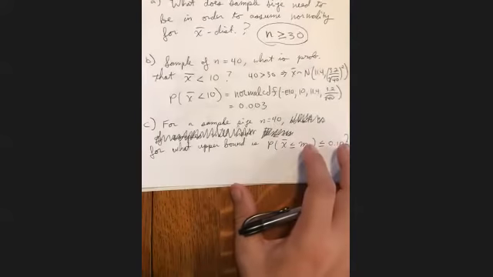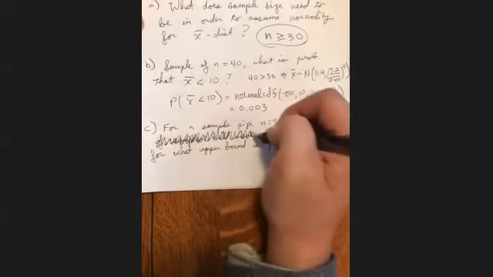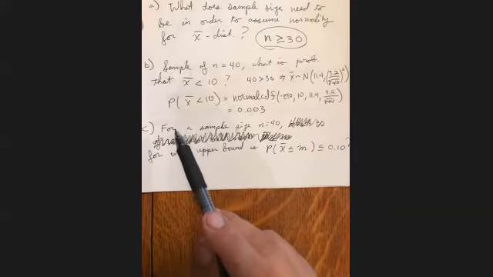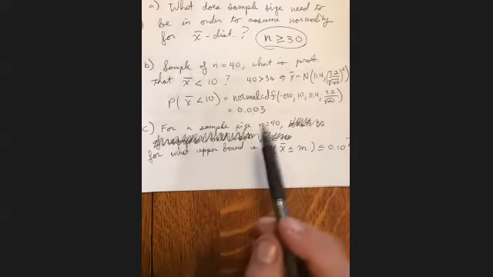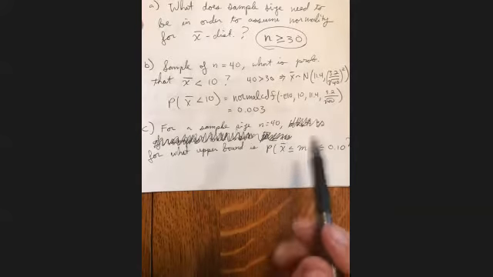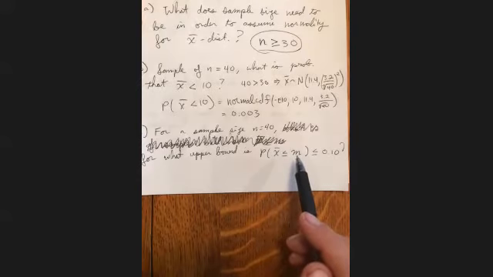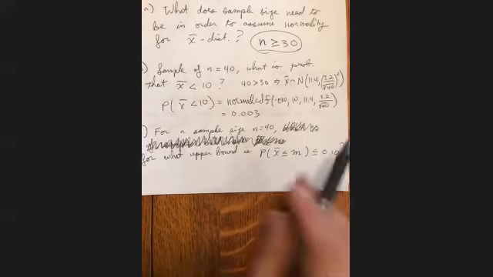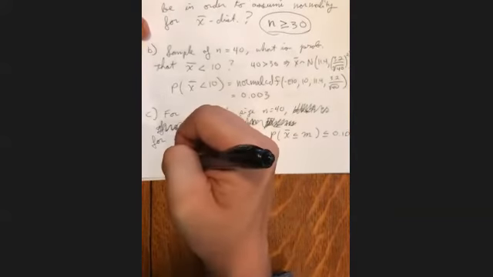Okay. Now, please excuse the scribbling here. I tried to write this down and messed up. So part C, we have a sample size of 40. Then the question is, for what upper bound would the probability that X bar is less than that upper bound be less than or equal to 0.10? I know that's kind of a hard thing to write. It's almost easier to just draw a picture.